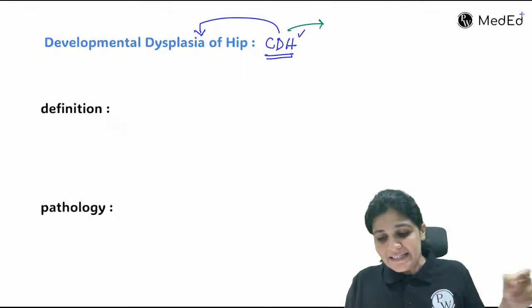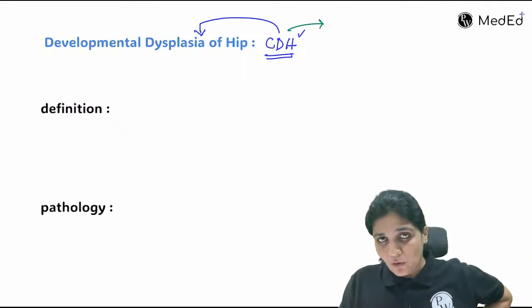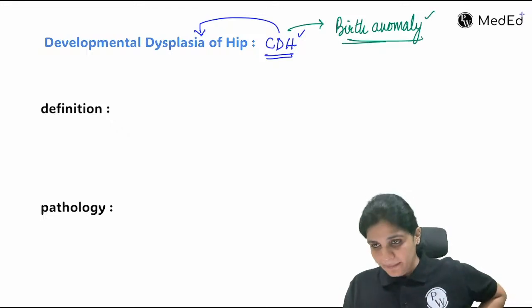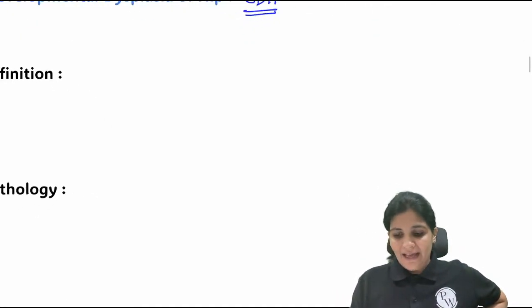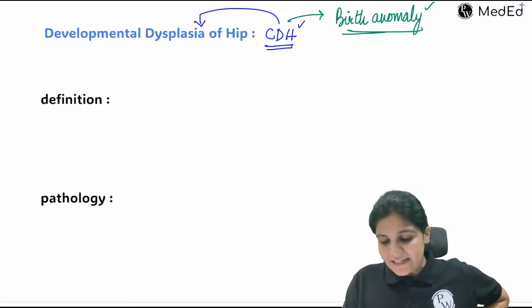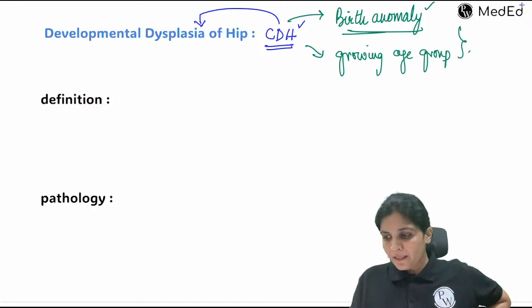The reason is, initially when they thought of congenital dysplasia of the hip, they always thought this was because of some birth anomaly. That means it is usually seen at birth. But later, what they have researched, or what they have come to know, is this can even occur in the growing age group. And this can be a spectrum of disease.